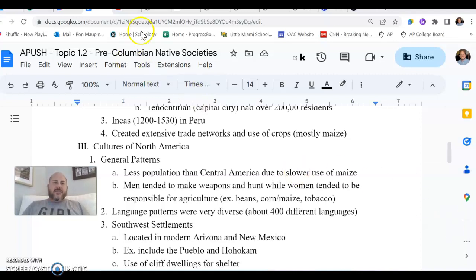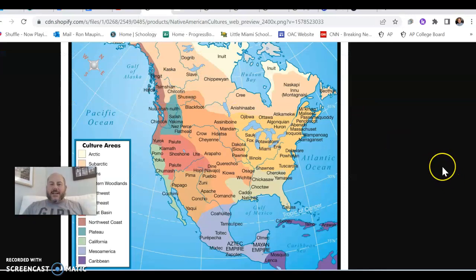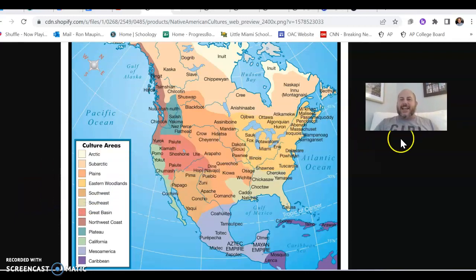Now, notes. If you take a look at this map of North American Native American societies, you can see that there is a vast amount of tribes, nations, if you will, that are going to be existing in what is going to become the United States of America. From the Penobscot up near modern-day Maine, down to the Apache in modern-day New Mexico, to the Chinook in modern-day Washington, to the Dakota Sioux.